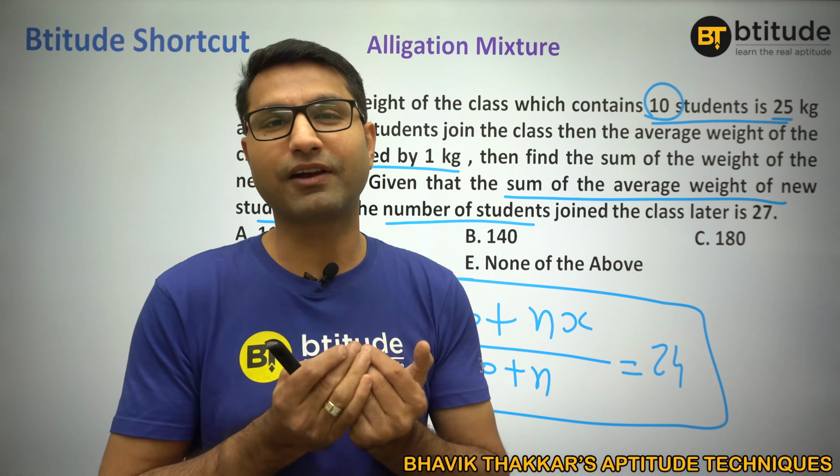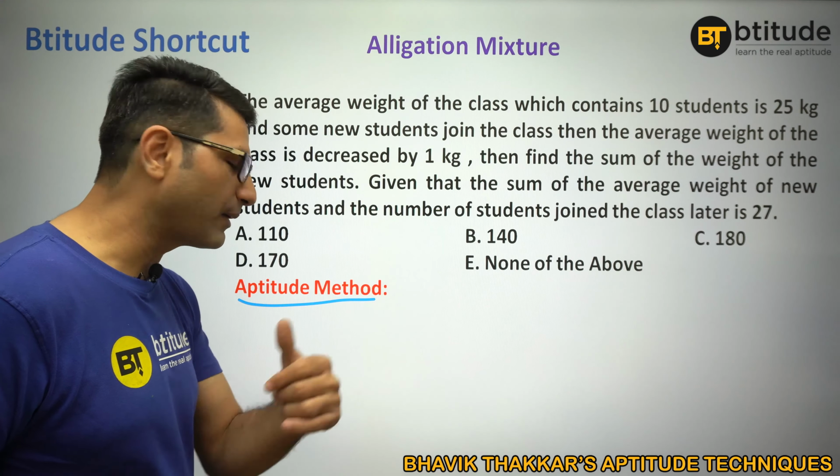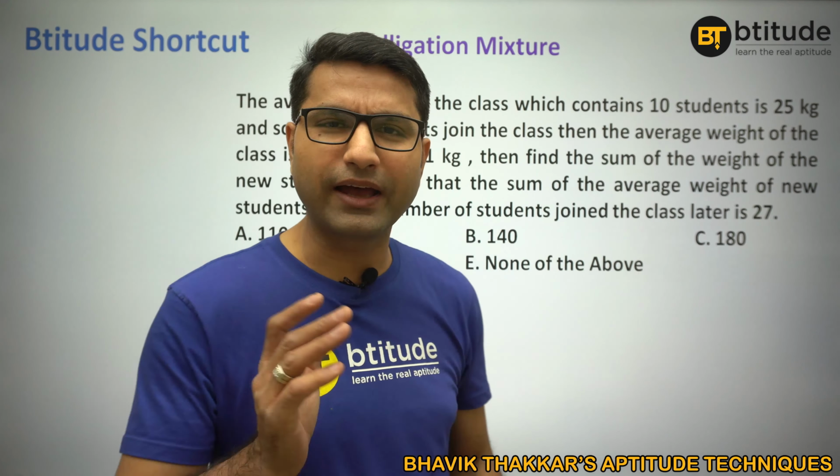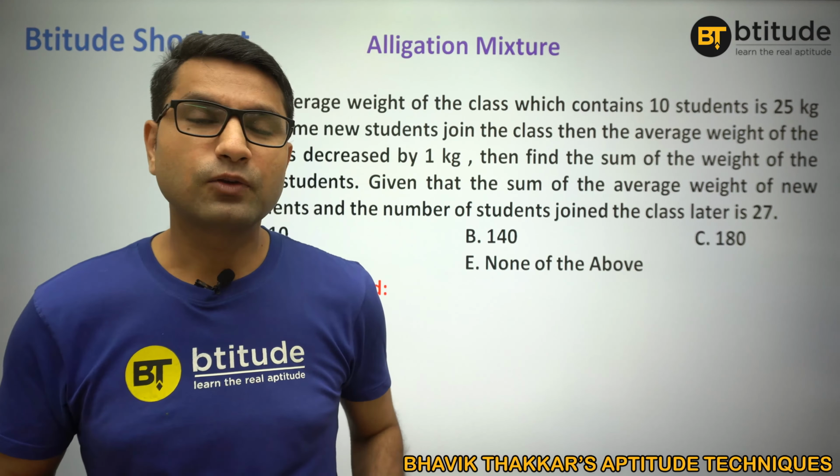Anyway, there was a third method as well. These were not the only two methods. There was a third logical method as well, that is the aptitude method. Now, the aptitude method is where you use your logic. If you really understand, here it was an alligation and mixture kind of concept, because two different groups are combining, and then the combined average is given, decreased by 1. That means the combined average is becoming 24. So you could have actually used the alligation and mixture method as well.